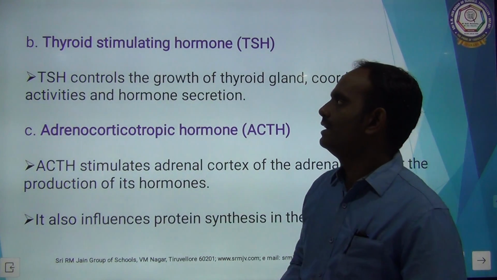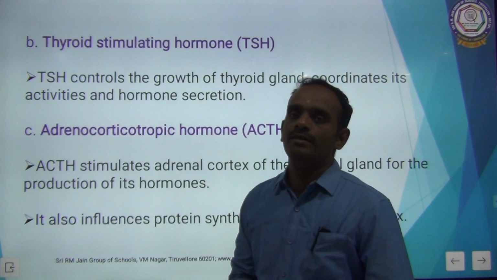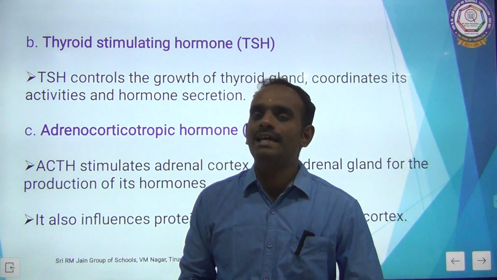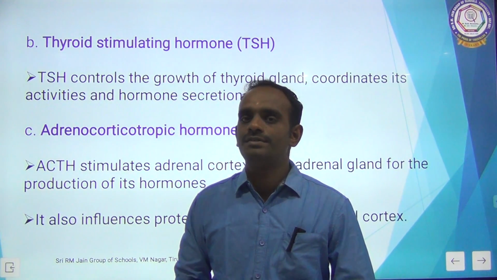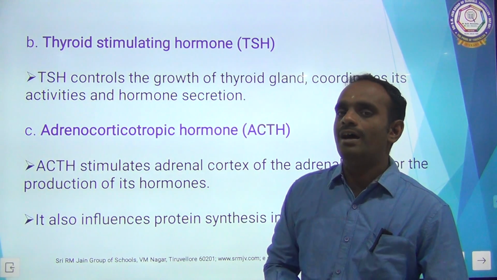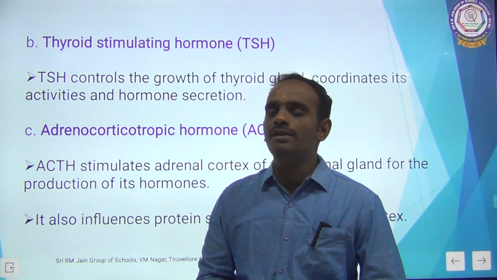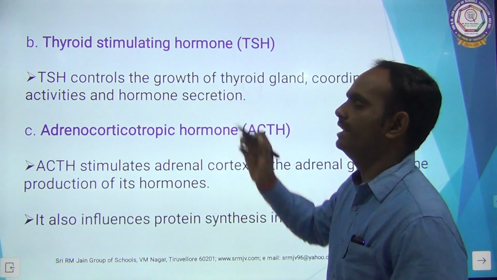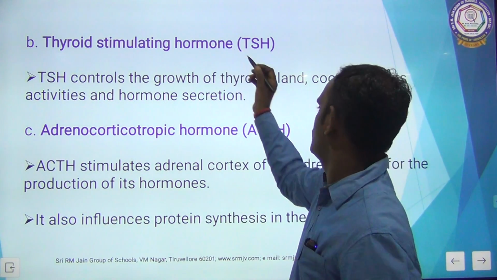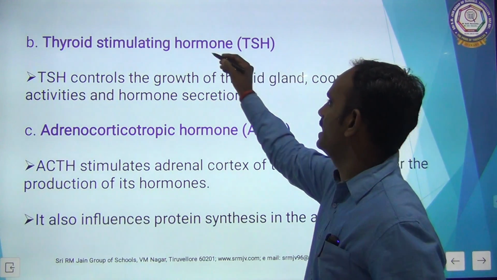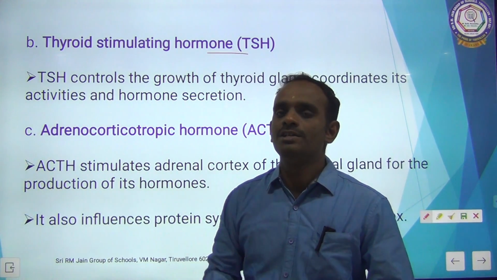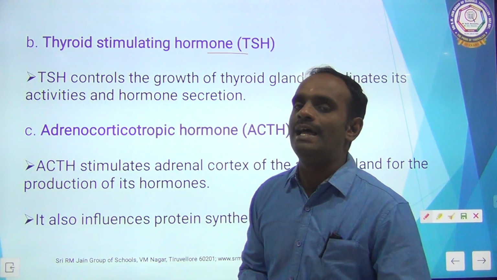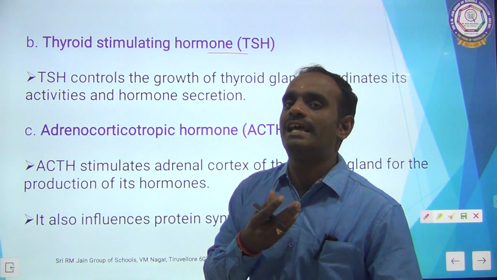The next one, thyroid stimulating hormone. So the anterior pituitary, that means adenohypophysis, synthesizes 7 hormones. Of those 7 hormones, we completed the first one, growth hormone. Now we are going to see the second hormone, thyroid stimulating hormone. The name itself you can easily understand. This hormone, TSH, stimulates the thyroid gland for the synthesis of thyroxine.